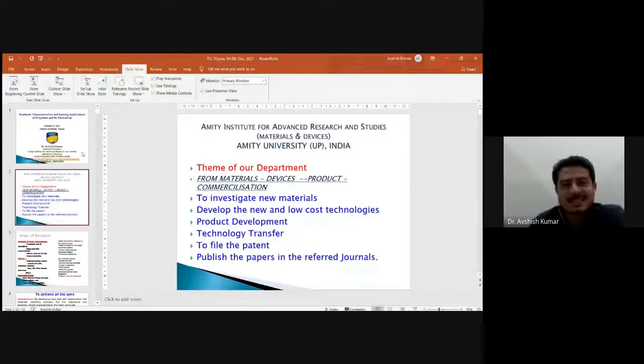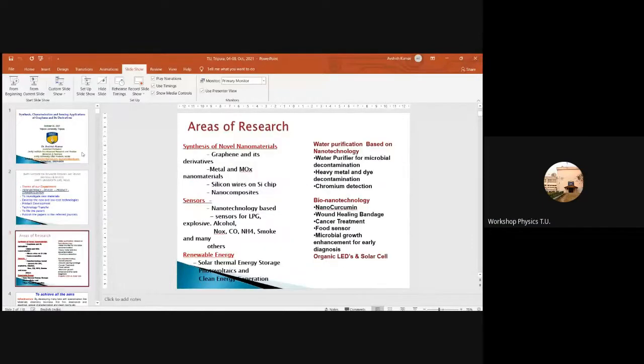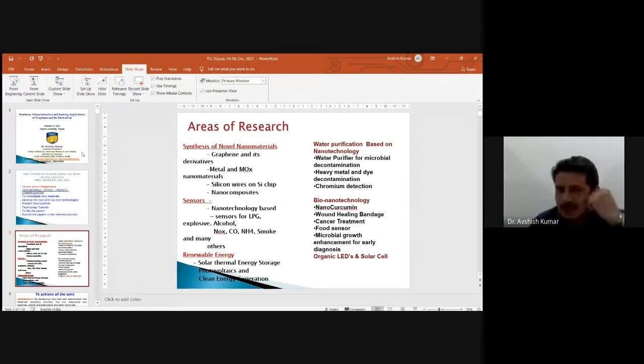I have already spoken about these 2 or 3 slides. I have discussed the theme of our department. So should I repeat these slides or should I move further? I think this is the area of research we are working at.